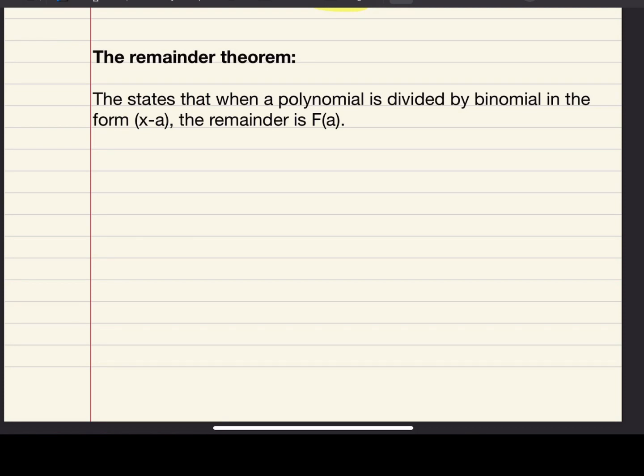Now, you may have noticed that with the past 3 examples, we've made it a point to include the remainder in our solution. And that's because the remainder is actually highly significant. When we're dividing a polynomial by a binomial in the form of x minus a, where the a value is whatever makes the binomial equal to 0, or whatever the factor that we're dividing by, the remainder is f at a, meaning that if we plug the a value into our polynomial, the remainder is going to be the output of that function.